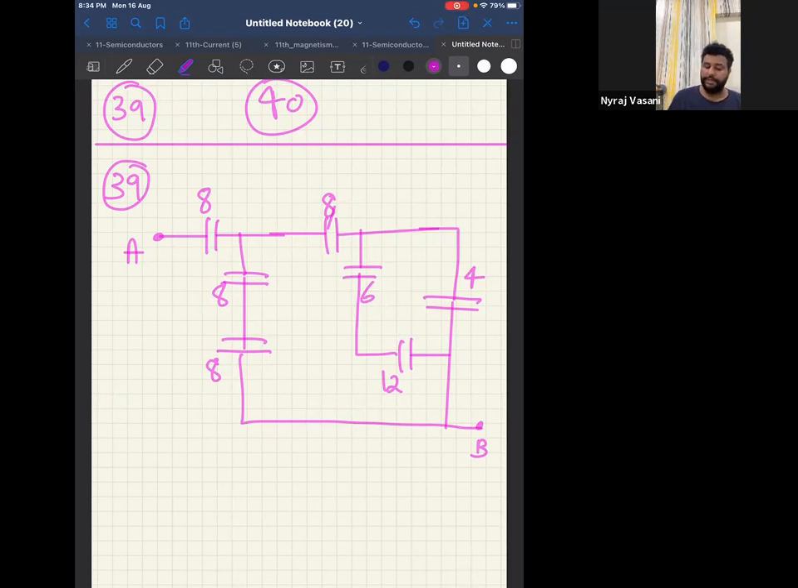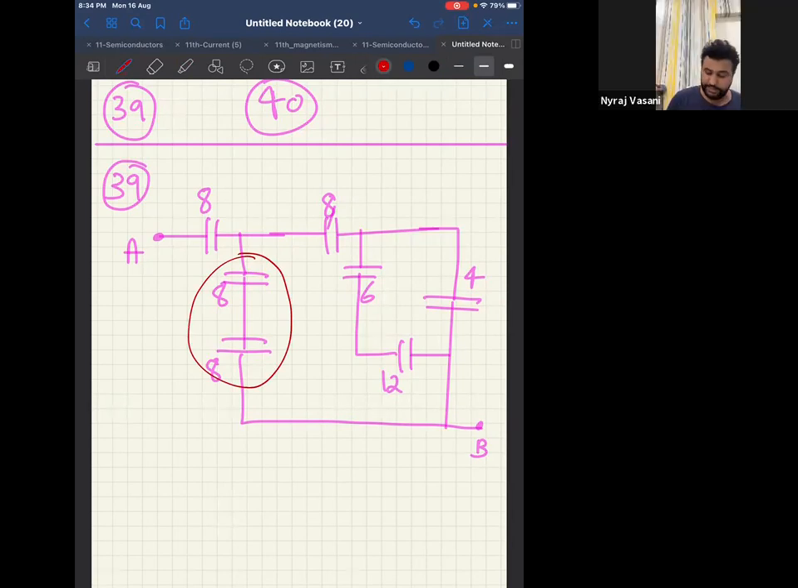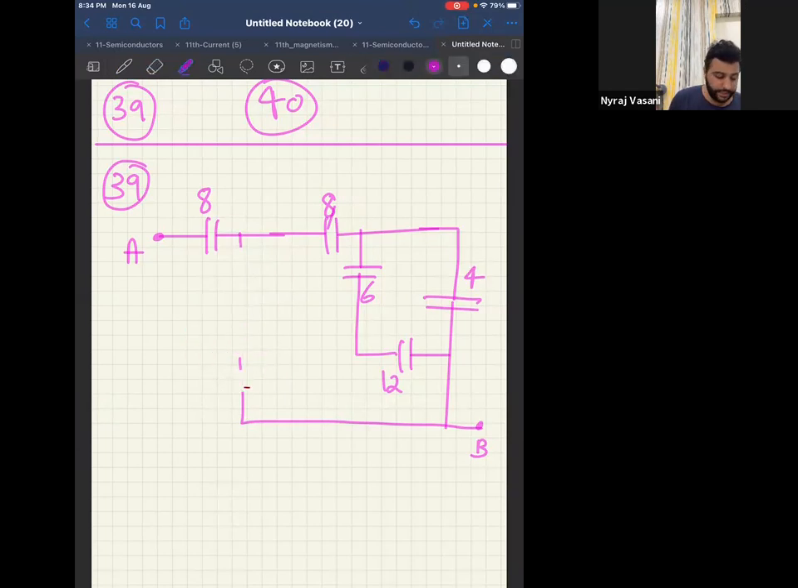Okay. Now tell me, what can I simplify first? 8 and 8 are in series in this particular circuit, so 8 and 8 is 4. Therefore, can I take 8 and 8 over here? Look at this, I can take this as 4. Tell me, what else can you simplify?